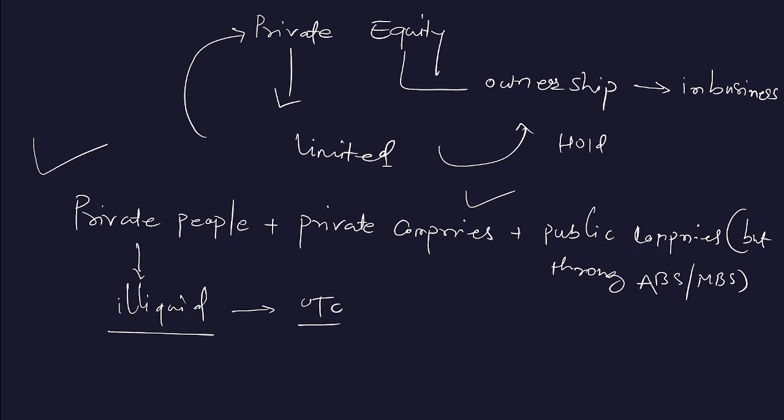So where would you see the liquidity issues? Over the counter products. It's not only about derivatives. Bonds, ABS, MBS, loans all come under the OTC market, the over the counter market. Even any other product or financial instrument apart from derivatives, if that product is not listed, it will be categorized under over the counter products.